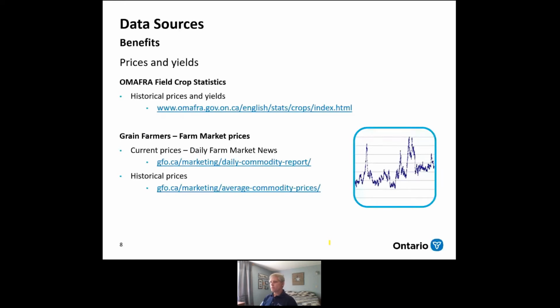And then on the prices and yields, more on the benefits side of things, we do have field crop statistics with historical prices and yields on our website at OMAFRA, and then Grain Farmers has their farm market prices, where the daily current prices are put out, and they've also got a section with historical commodity prices that you can then start applying to the various aspects of your research.